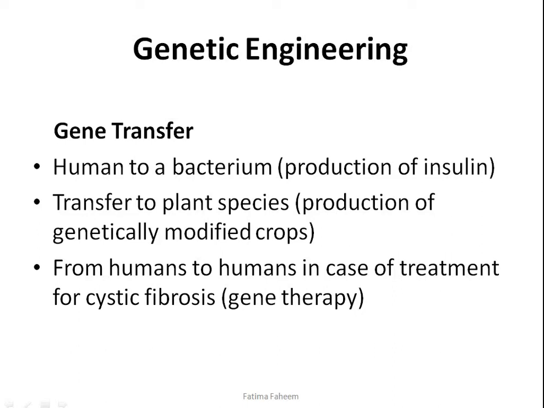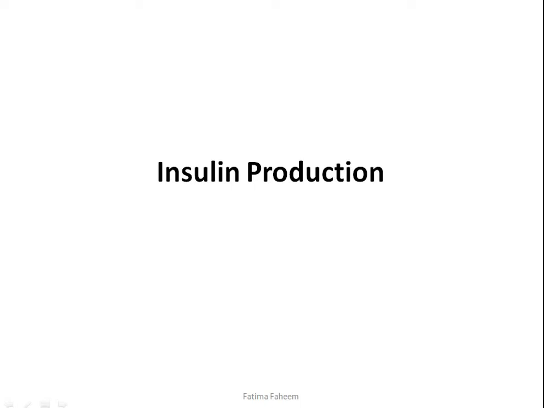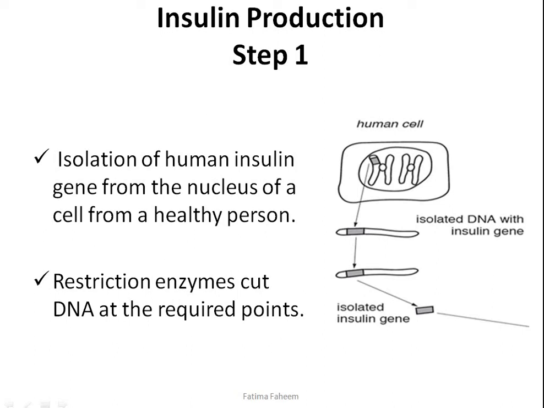Genetic engineering has also played a vital role in the treatment of certain diseases, for example, cystic fibrosis. Let's see the production of insulin in detail, which includes several steps. Step 1 involves the isolation of the human insulin gene from the nucleus of a cell from a healthy person. This is done by use of a restriction enzyme.